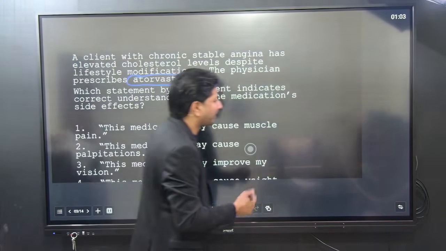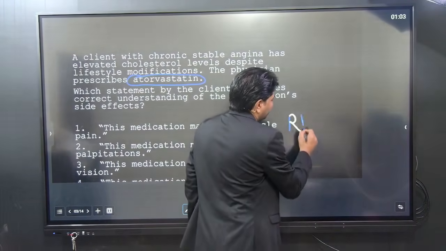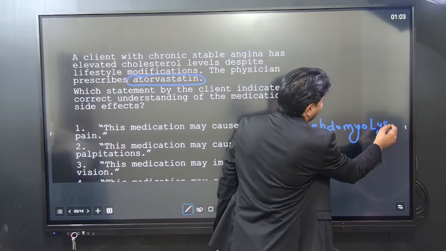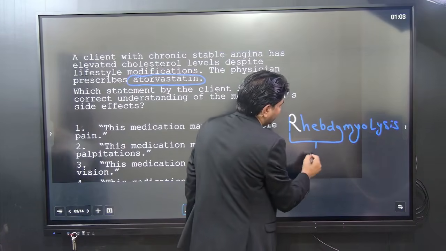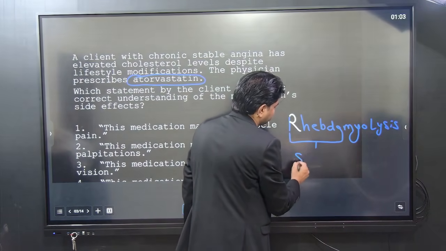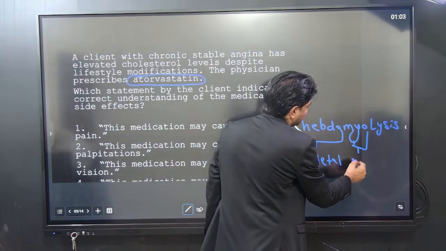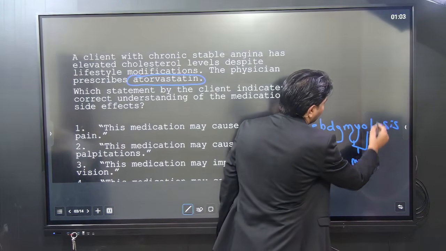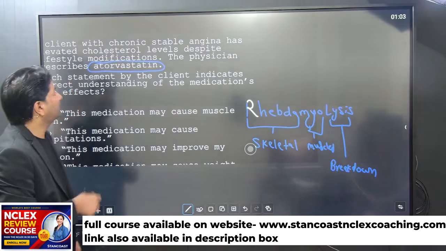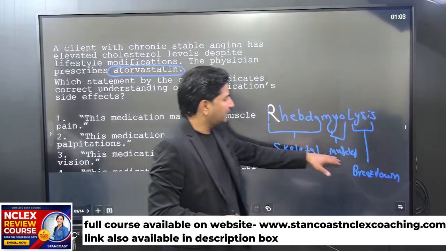This medication may cause muscle pain. Yes, whenever we give a patient a statin, it can cause rhabdomyolysis. Rhabdo means skeletal, myo means muscles, and lysis means breakdown. So there are chances of rhabdomyolysis whenever we give a patient atorvastatin, and this rhabdomyolysis means the breakdown of skeletal muscles.